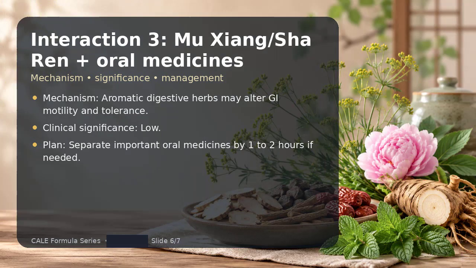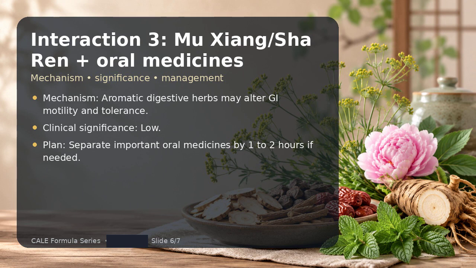Interaction 3 is Mu Xiang/Sha Ren plus oral medicines. The mechanism is that aromatic digestive herbs may alter GI motility and tolerance. The clinical significance is low. My management plan is to separate important oral medicines by 1 to 2 hours, if needed.